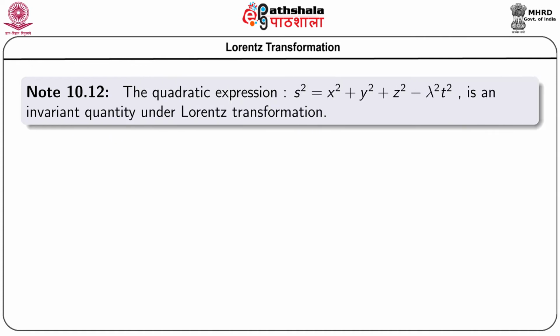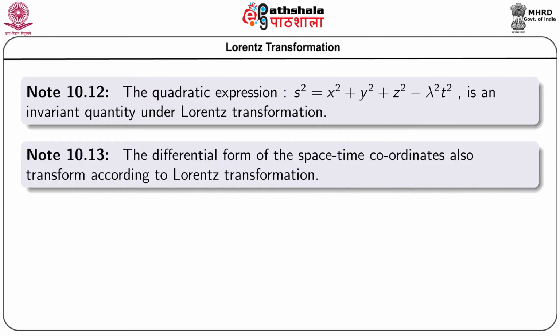Now, by this Lorentz transformation we have an important relation: the quadratic expression s² = x² + y² + z² - λ²t² is an invariant quantity under the Lorentz transformation. That means it remains invariant under the Lorentz transformation. The differential form also transforms according to the Lorentz transformation.